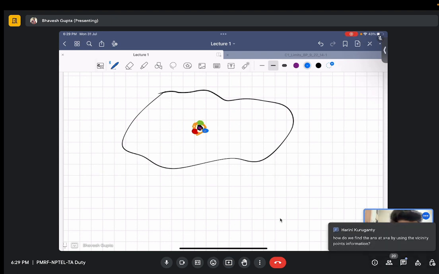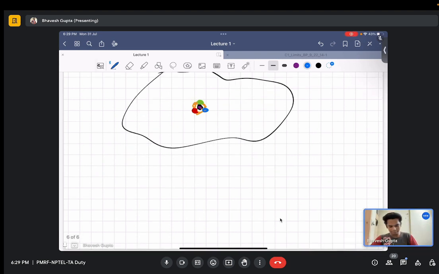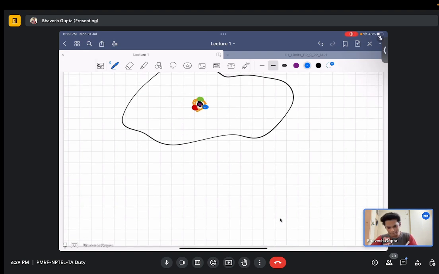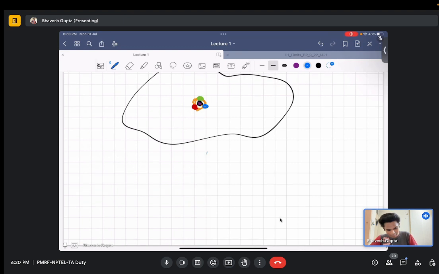How do we find the answer at x equal to a by using the vicinity points? The idea is that if the behavior around that point is the same throughout, then we say that the behavior at that exact point is also the same as what we have found in the vicinity. But if around the vicinity the behavior is different, then I cannot give an answer for that exact point. For example, let me give you this beautiful example.